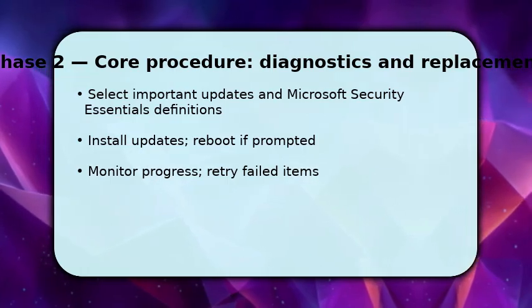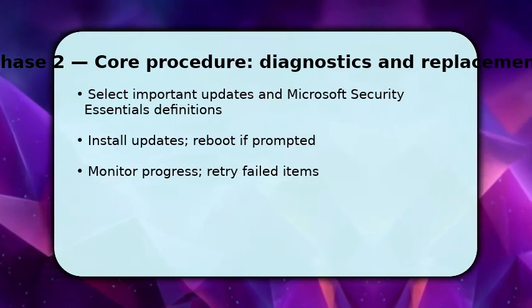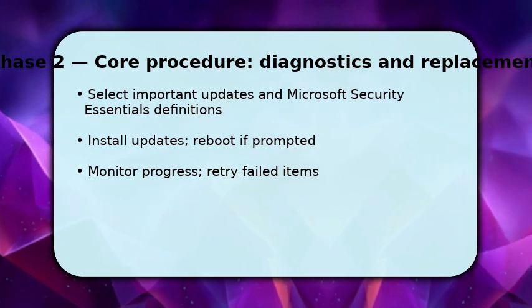Interruptions corrupt definitions. Once the system restarts, run Windows Update again to capture any secondary updates. This two-pass approach ensures full and consistent protection.